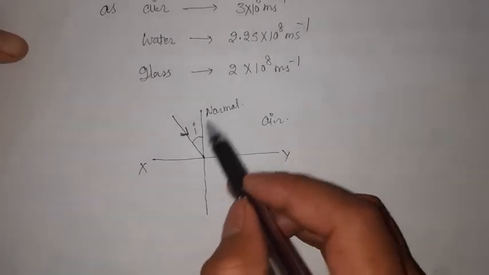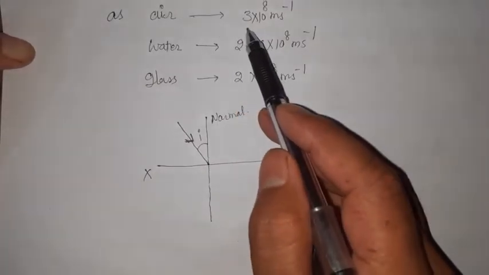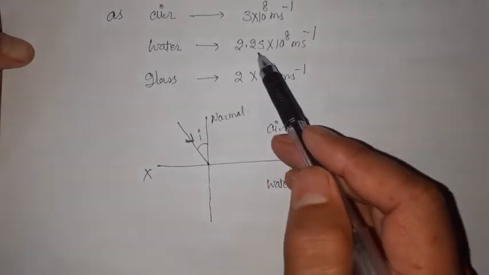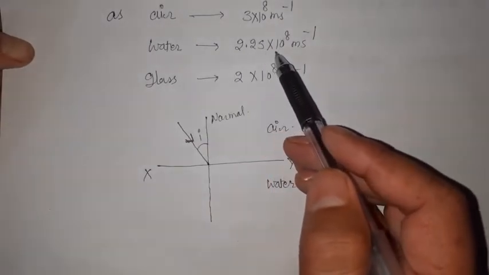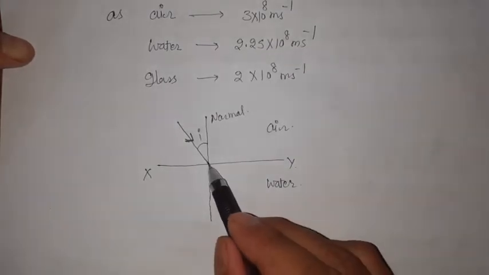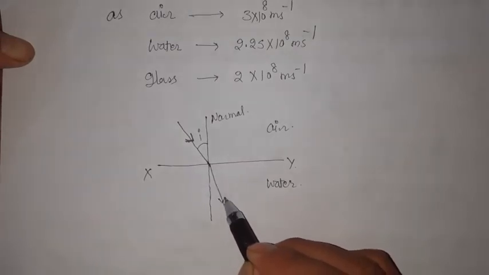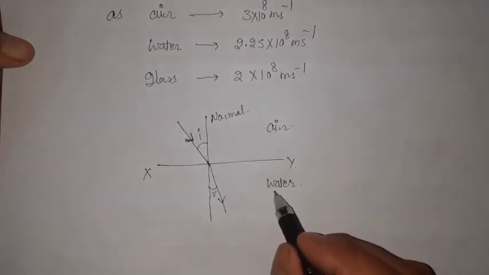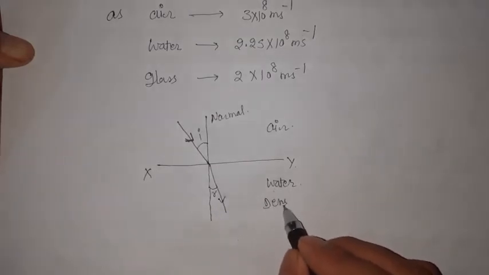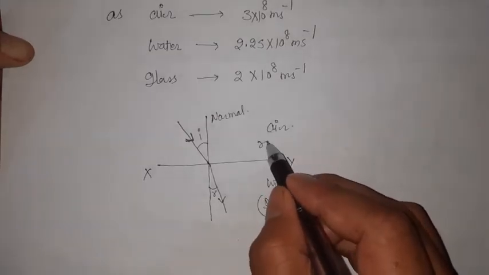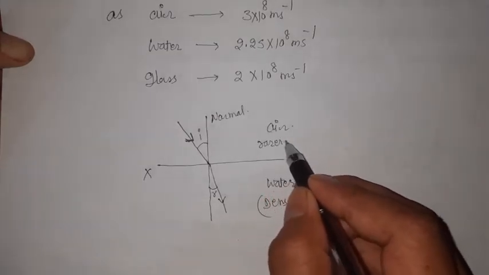Just to check, in air the speed of light is 3 into 10 to the power 8. What will it be in water? It is 2.25, which means it is going to decrease. If it is going to decrease, then this light will bend towards the normal. Here it bends toward the normal, and this is the angle of refraction. It means that this water is going to act as the denser medium, and this air is going to be the rarer medium.